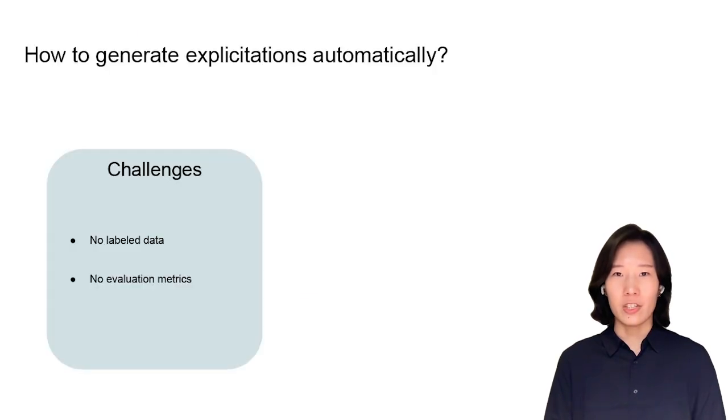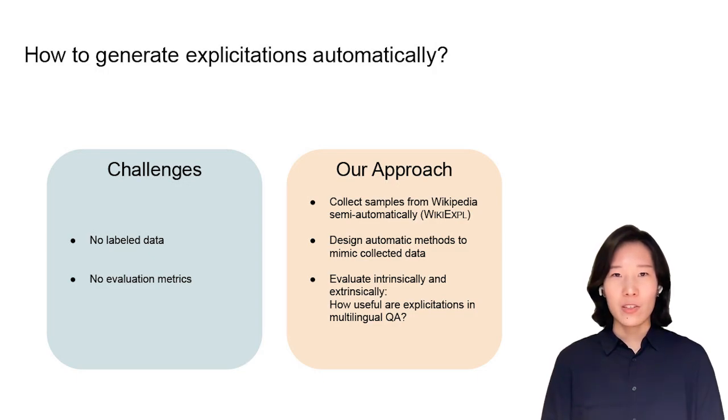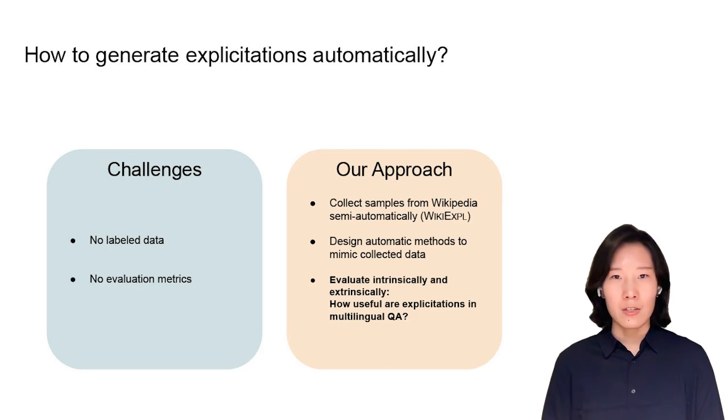There are two main barriers to build such systems. One, there is lack of annotated explicitation examples to learn from. And two, it is unclear how to evaluate usefulness of explicitation. In this work, we address each of these by semi-automatically collecting explicitation examples from Wikipedia that motivates automatic generation methods and enables intrinsic evaluation, and by suggesting the evaluation method for explicitation using multilingual question answering.